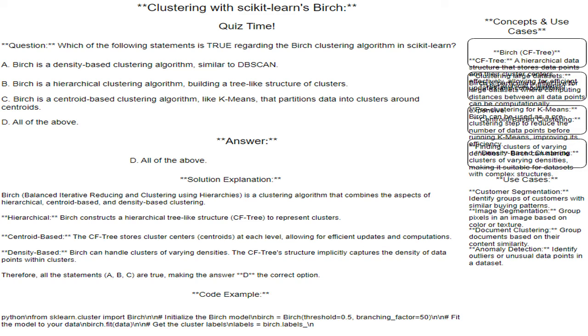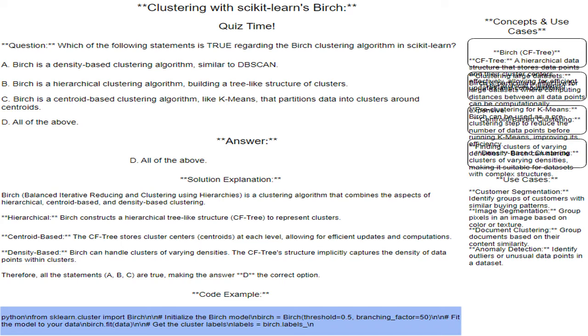Density-based clustering: a clustering approach that groups data points based on their density, identifying clusters as regions of high density separated by regions of low density. Anomaly detection: identify outliers or unusual data points in a dataset by identifying regions of low density.